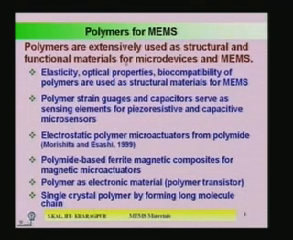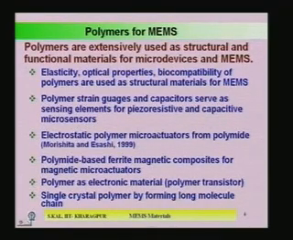Now, the main properties used for polymers are elasticity, optical properties, and biocompatibility. These are the main advantages of polymers. Because of that, they can be used as structural materials for MEMS. Now, polymer strain gauges and capacitors serve as sensing elements of piezoresistive and capacitive microsensors. Some of the applications of piezoresistive and capacitive microsensors I mentioned in the last lecture, that is in the pressure sensor, and there also you can use the polymer material as a strain gauge.